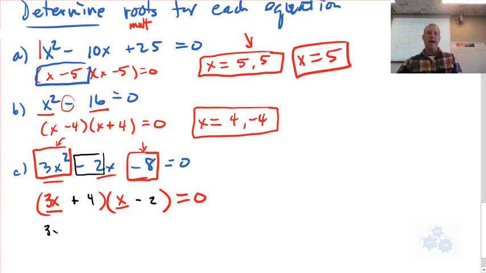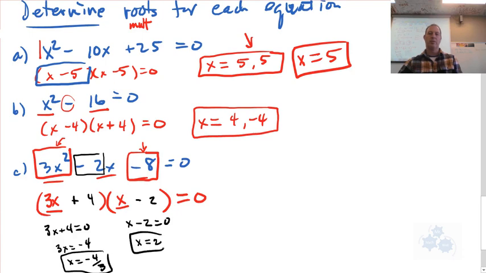And then here, 3x plus 4 equals 0. We set it up just like this, and x minus 2 equals 0. And so 3x equals negative 4, x equals negative 4 over 3. And over here, x equals positive 2. So those are your two solutions.